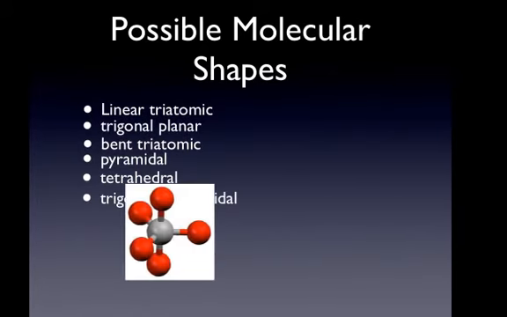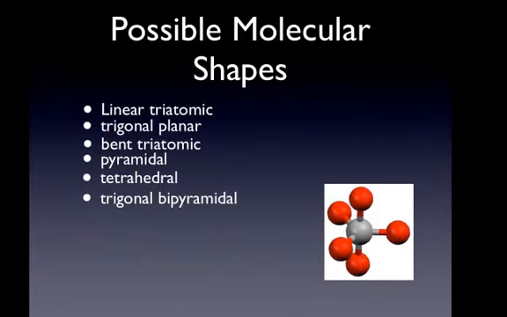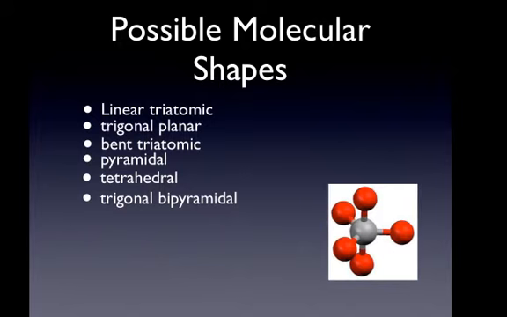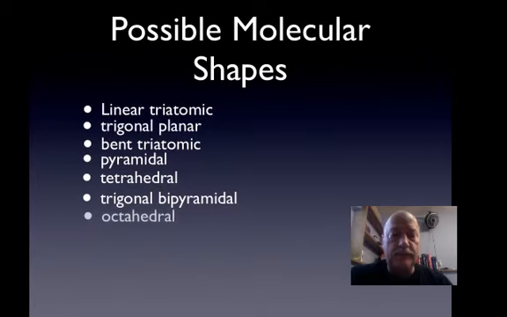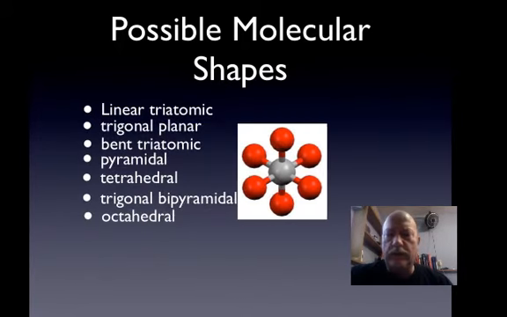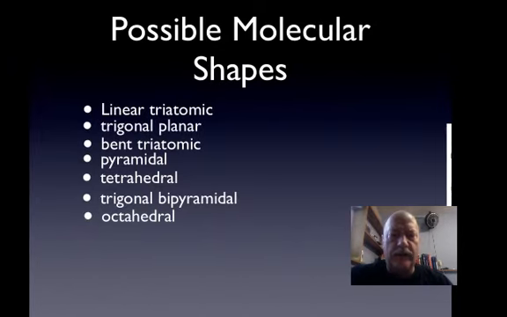Trigonal bipyramidal kind of looks like that. So it kind of looks like a pyramid on the top and the bottom. So that's bipyramidal. You have octahedral, which is going to look something like that. So you get an 8-sided figure if you were to put that all together. It kind of looks like two tetrahedrons.